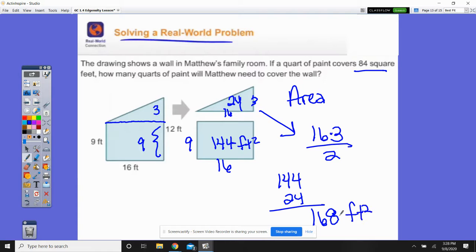Now that's how much the wall is. The quart covers 84. So if you take 168 divided by 84, you get 2 quarts. So you would need 2 quarts. Now I would be worried and I'd get an extra one just in case, but I'm extra careful that way.